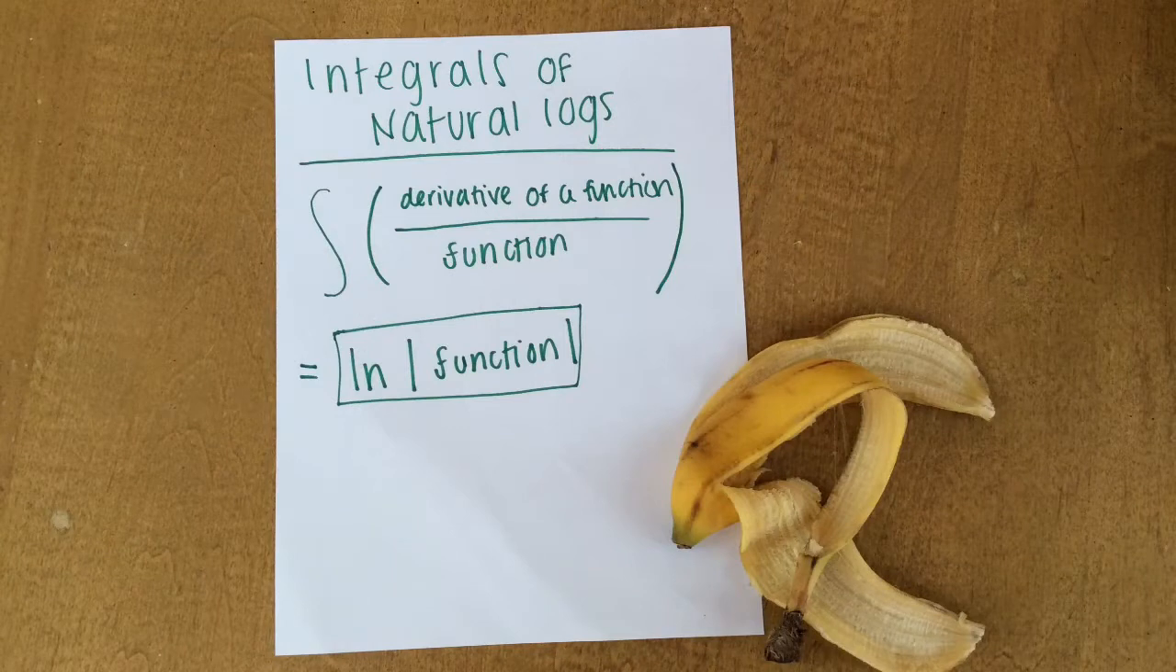So for this problem, we're going to have to integrate a natural log. So we're going to have to do the exact opposite of finding the derivative. So we're looking for the derivative over the original function form. So when we recognize that there is a derivative of a function over the original function, we can just take the bottom of the fraction, which is the original function, and do the natural log absolute value of that, and that's the answer.